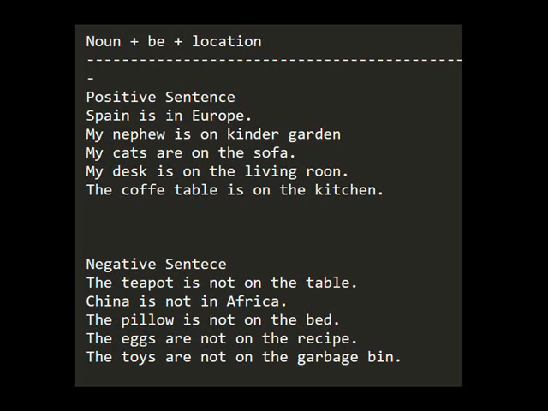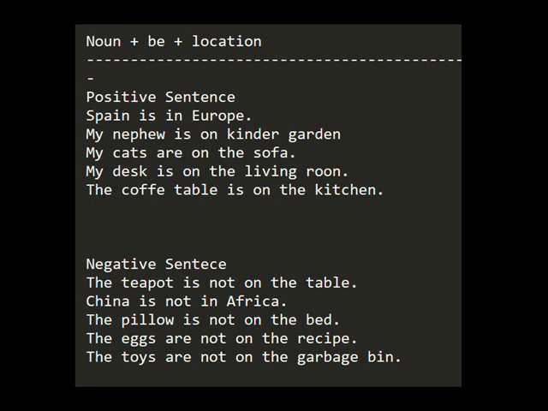In positive sentences, Spain is in Europe. My nephew is on kindergarten. My cats are on the sofa. My desk is on the living room. The coffee table is on the kitchen.